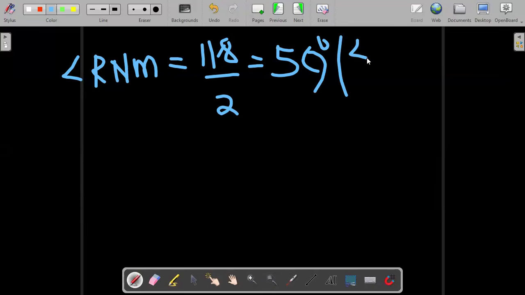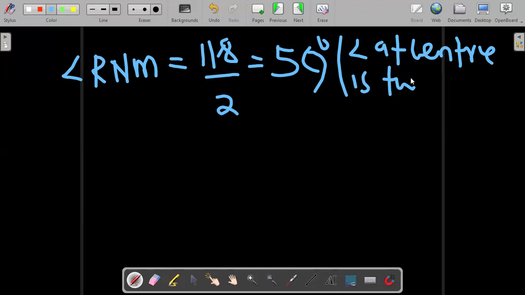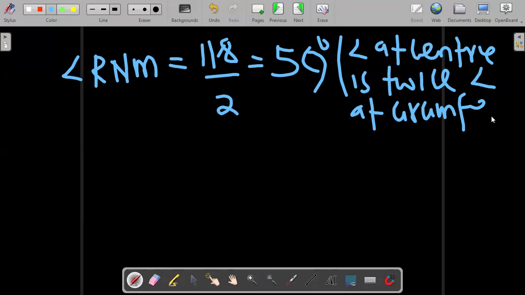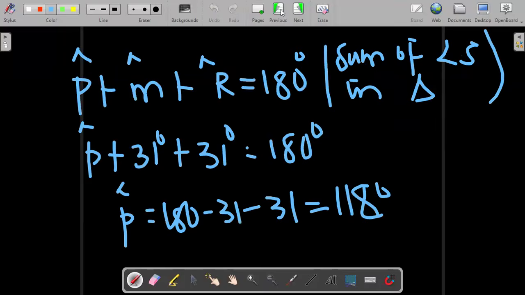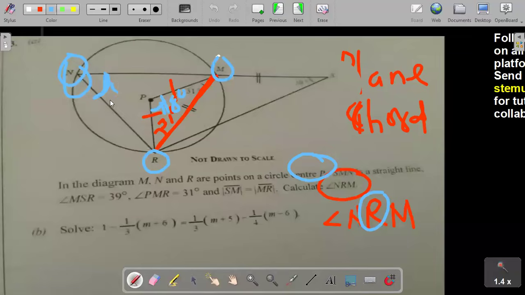Reason for it: angle at center is twice the angle at circumference. So I've got this angle now as 59 degrees. To find this angle now, it's not difficult anymore. I'll just apply sum of angles in a triangle. Don't forget the whole of this place is 78.